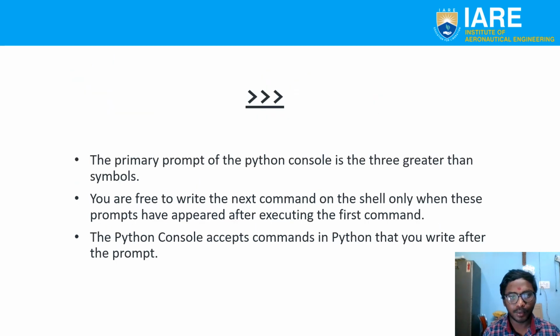The primary prompt of the Python console is the three greater than symbols. Here you can see it at the top. You are free to write the next command on the shell only when these prompts have appeared after executing the first command. The Python console accepts commands in Python that you write after the prompt.